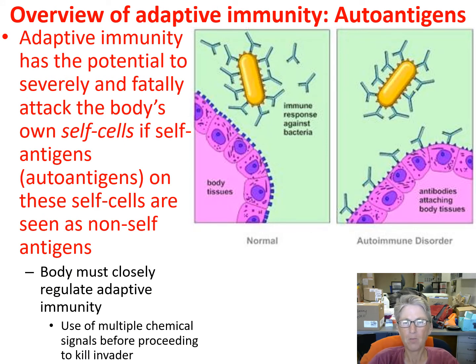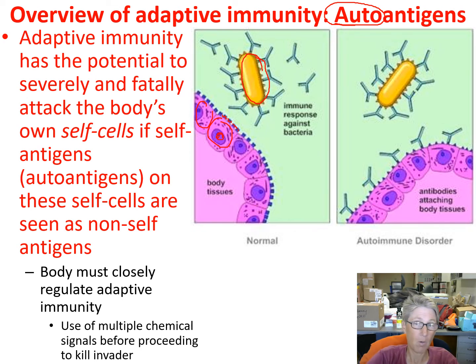Okay, this cartoon is concerned with auto or self antigens. So in this cartoon, here's some normal body tissues. Here's normal cells. They've got the nucleus here, and then they've got these antigens or self antigens on the outside. Here's a bacteria. It got attacked by antibodies. Yay, that's what's supposed to happen.